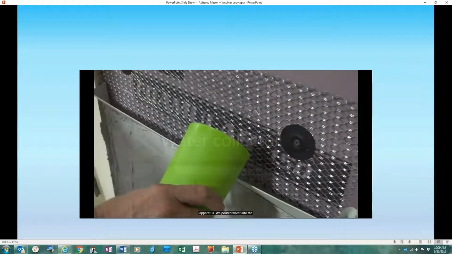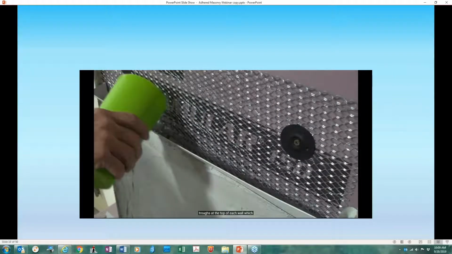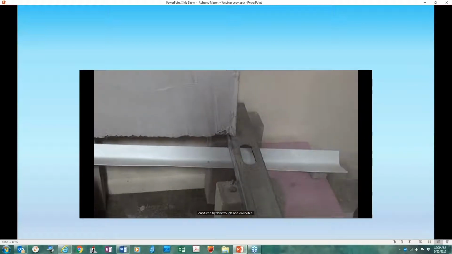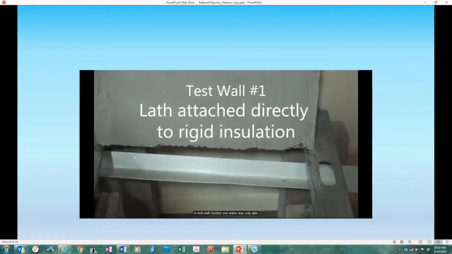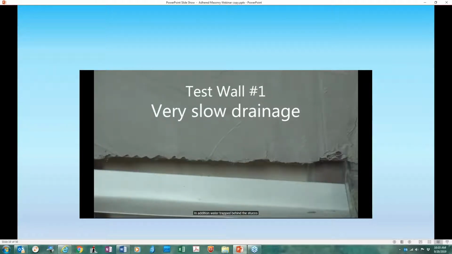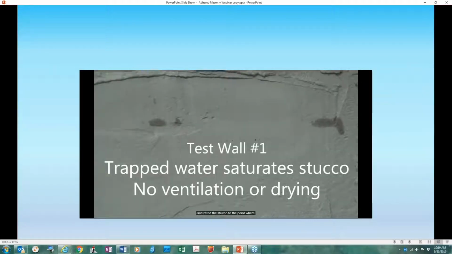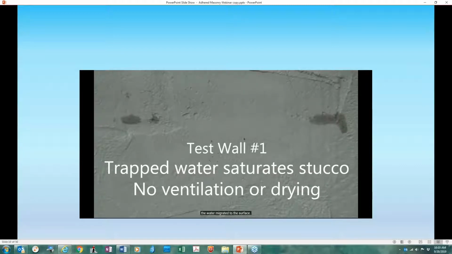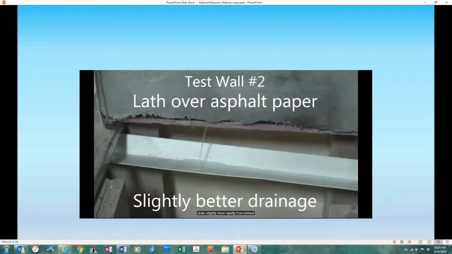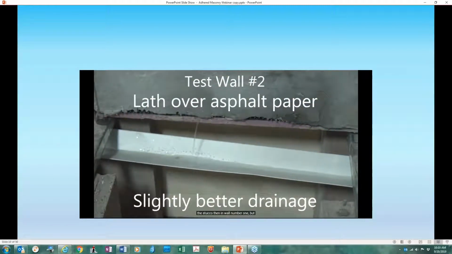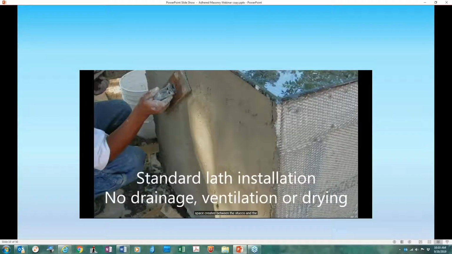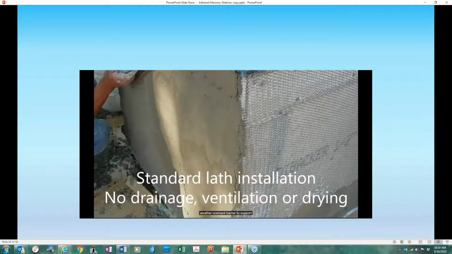We poured water into the troughs at the top of each wall, which funneled the water behind the stucco. Any water that ran out of the wall was captured by this trough and collected. In test wall number 1, water was only able to drain very slowly through one spot. In addition, water trapped behind the stucco saturated the stucco to the point where the water migrated to the surface. In test wall number 2, water was able to drain slightly more rapidly from behind the stucco than in wall number 1, but only from a few locations. There is no space created between the stucco and the weather-resistant barrier to support ventilation.